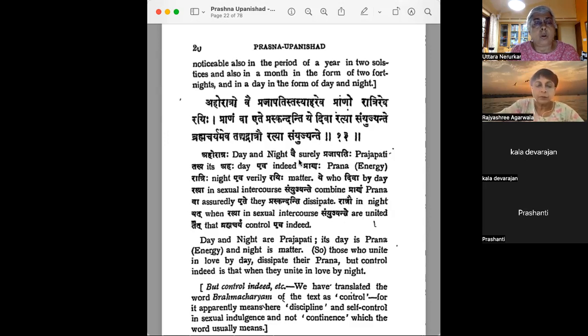Thank you. So it says that those people who perform copulation during the day are losing their life, they are shortening their life. And those who copulate in the night are performing brahmacharya only. So in the middle of all this, the acharya gives some very important but basic knowledge about procreation as well.